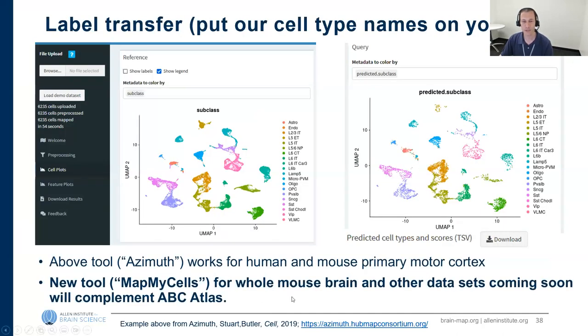The final tool that we are developing that will be available soon is this Map My Cells tool, which is the same idea as Azimuth. It'll let you label transfer data from the whole mouse brain initially, and other data sets at a later time, onto your own data. So you'll be able to get the same cell type names that we use for your data as well.